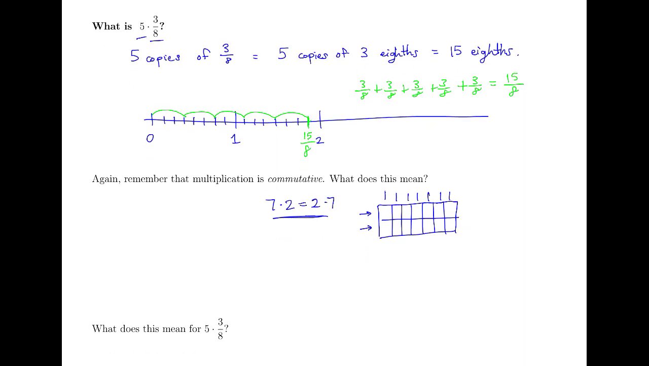Well, up here we thought of this as 5 copies of 3/8. And flipping that, we can think about this as what about 3/8 of a copy of 5? Okay, and so again, we want to go back to what does it mean to take 3/8 of something?